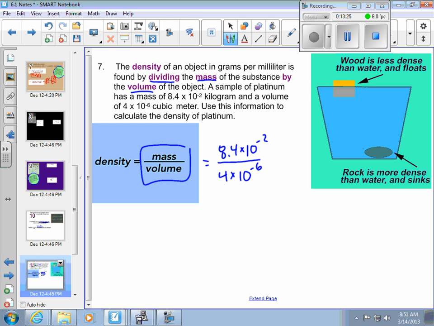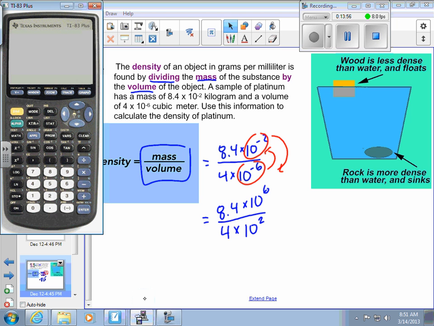Well, just like we did on those other problems, we get some negative exponents. Before we divide here, let's move those around so they're not negative anymore. So this would be 8.4 times 10, moving this one up to the numerator would become +6, over 4 times 10, moving this one down to the denominator makes it +2. All right, so let's take care of our numbers. If we divide the two numbers out, 8.4 divided by 4 leaves us with 2.1.